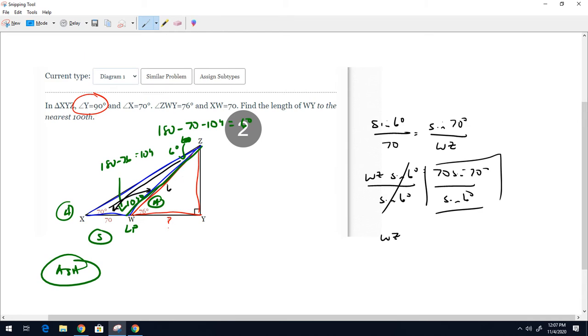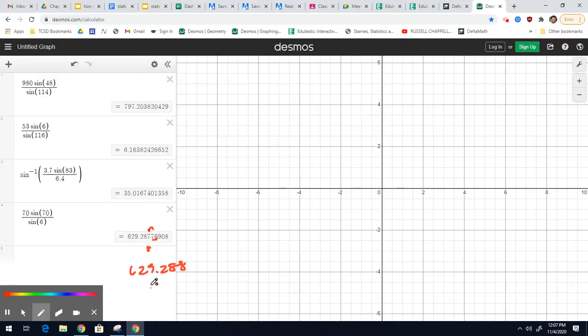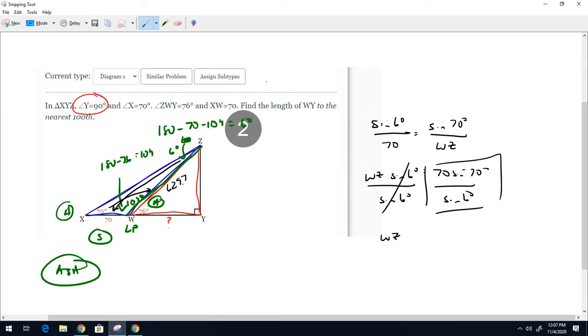So this side is 629.288. Terrible at this. So sorry about that. I got 3 kids. That's my excuse. So that's this side right here.